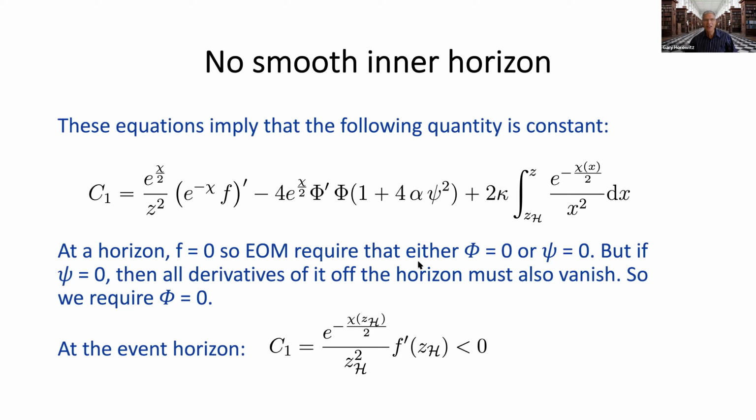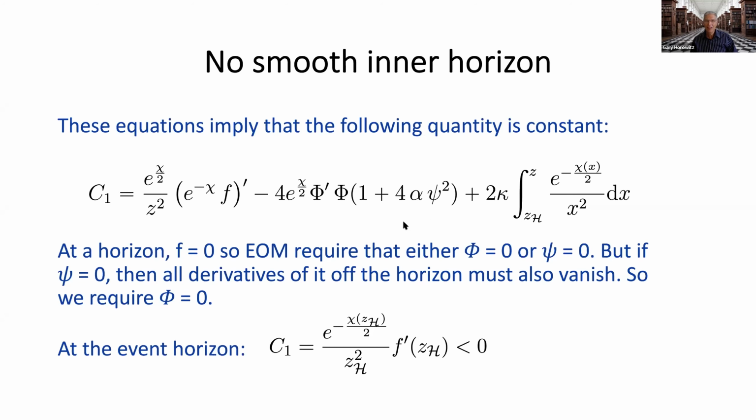The equations I just showed you imply that you have a certain constant of motion. There's a constant of this radial evolution, which takes the following form. There's a term involving f, a term involving this electrostatic potential phi, and then an integral from the horizon to whatever z you want of this metric function chi. This turns out to be independent of z.